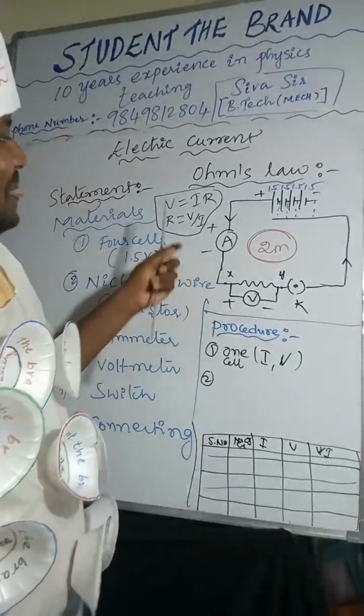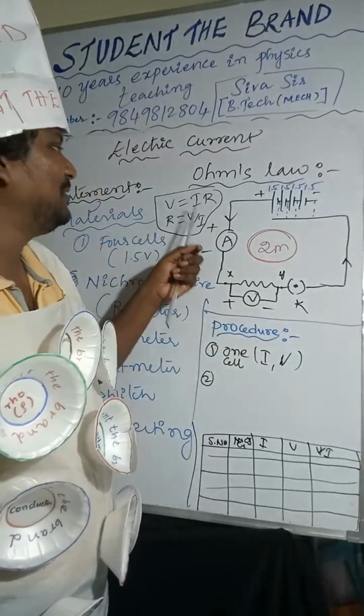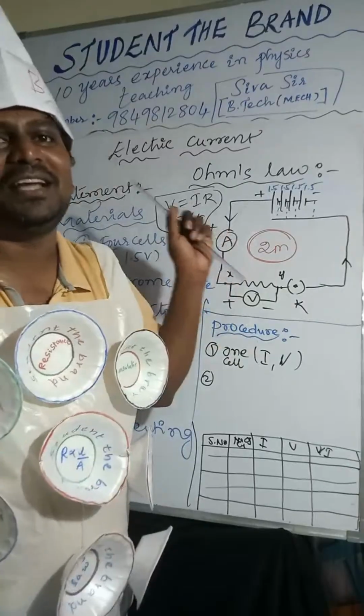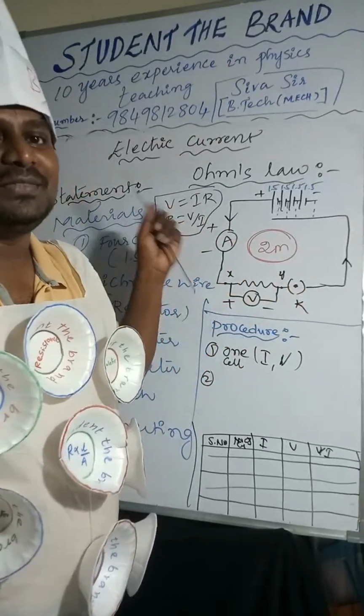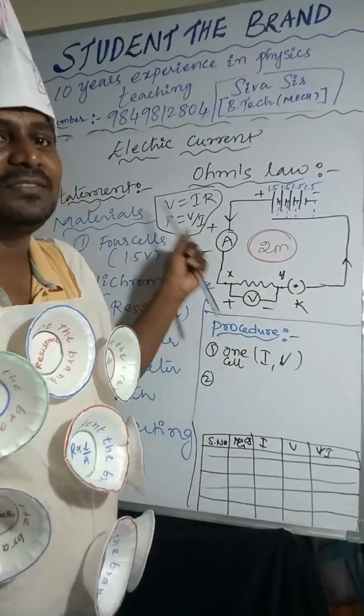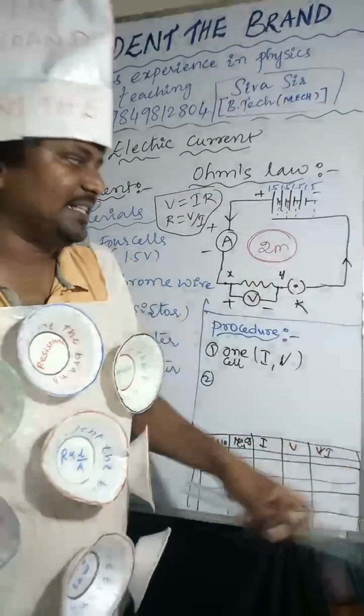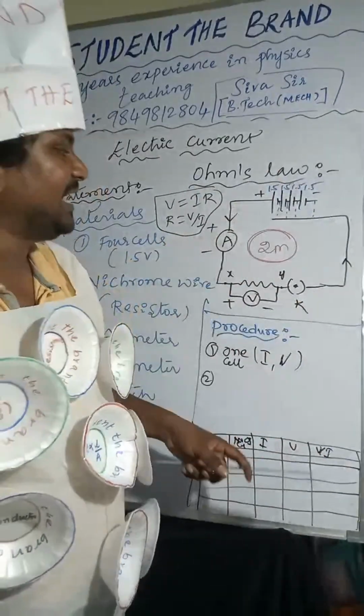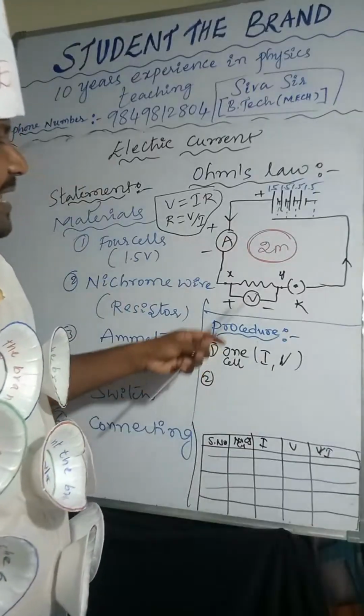Thank you so much. So V equal to IR, R equal to V by I. Ohm's law gives the definition of resistance. So now I am taking one cell connector.